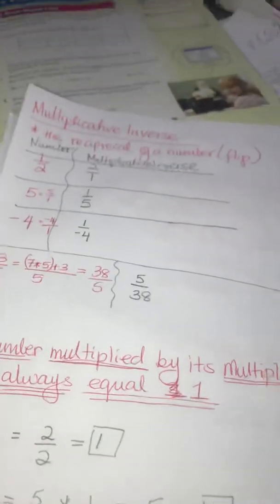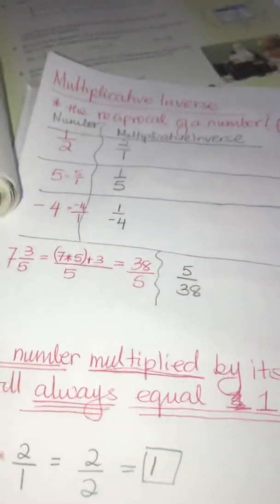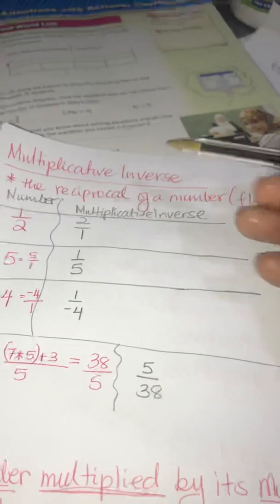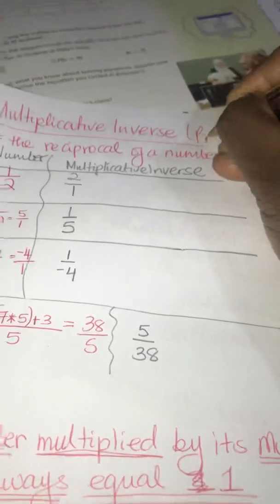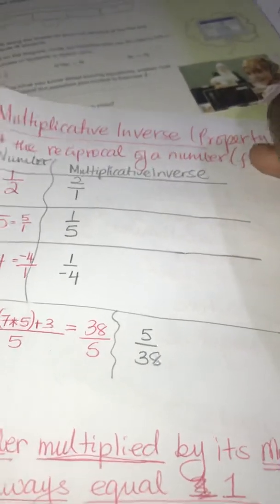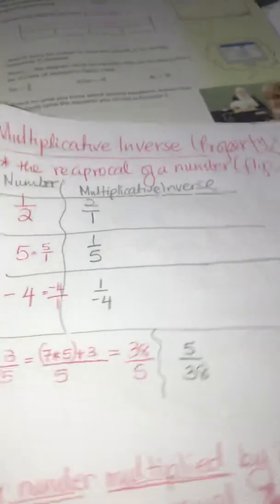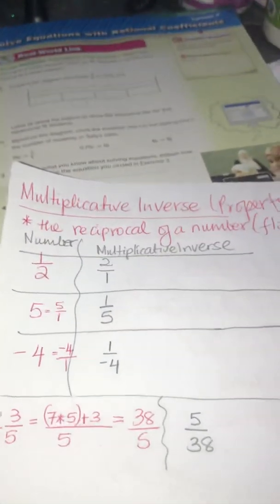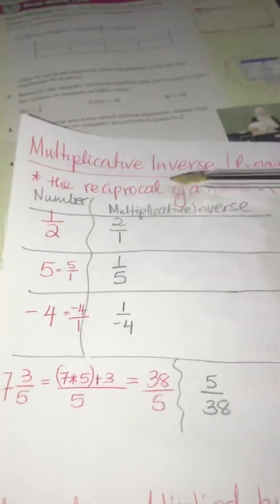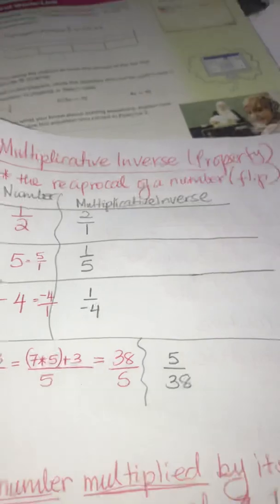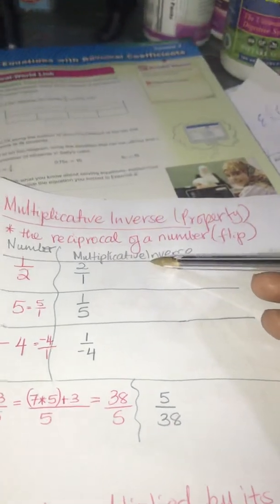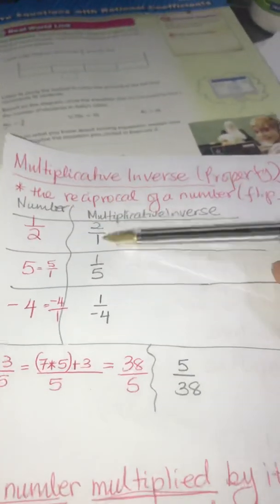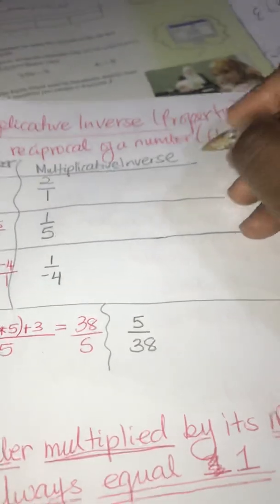Now, we are going to deal with a property in this lesson. The property we are going to deal with is called the multiplicative inverse. So what is the multiplicative inverse? To find it, you take the reciprocal of a number. You'll be given a number, you have to flip it, and that will be the multiplicative inverse. It's also called the reciprocal.